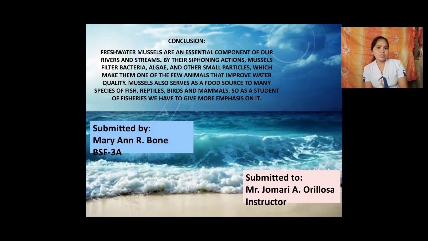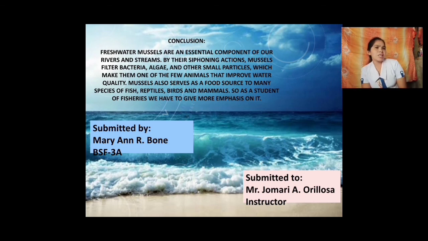Next. Conclusion. Freshwater mussels are an essential component of our rivers and streams. By their siphoning actions, mussels filter bacteria, algae, and other small particles, which make them one of the few animals that improve water quality. Mussels also serve as a food source to many species of fish, reptiles, birds, and mammals.